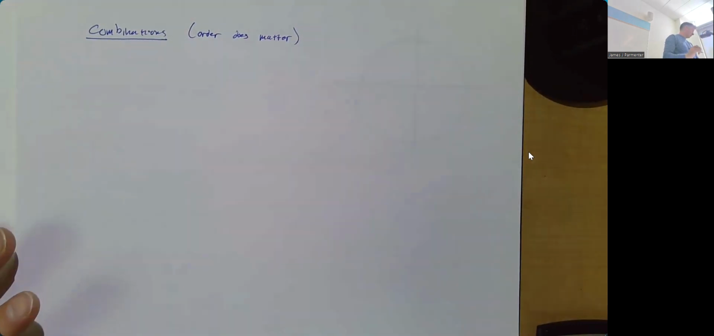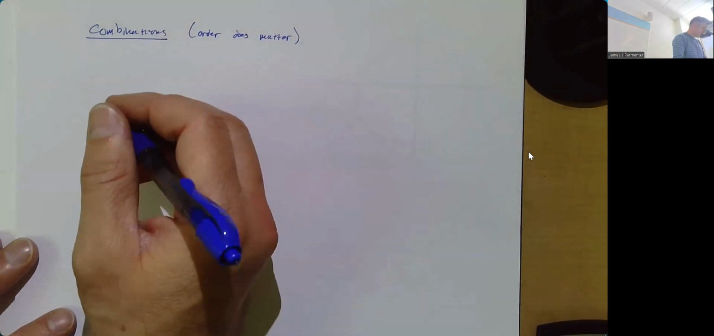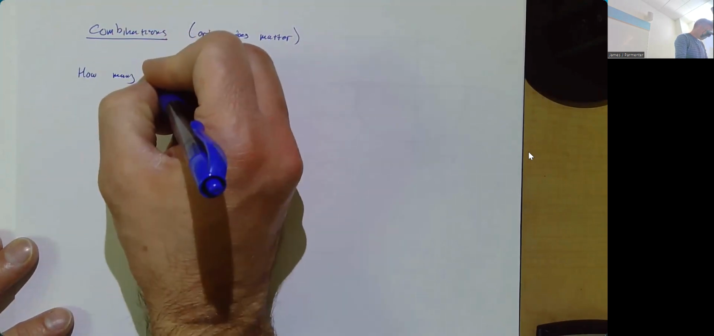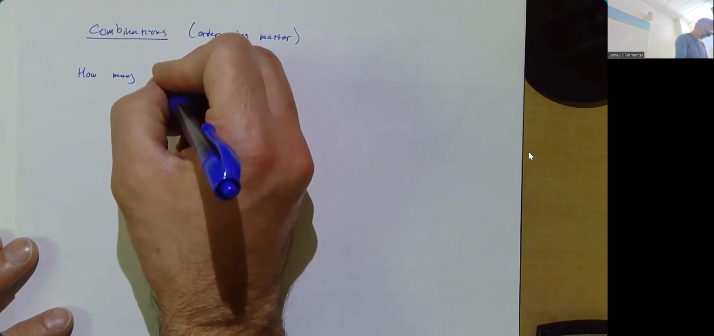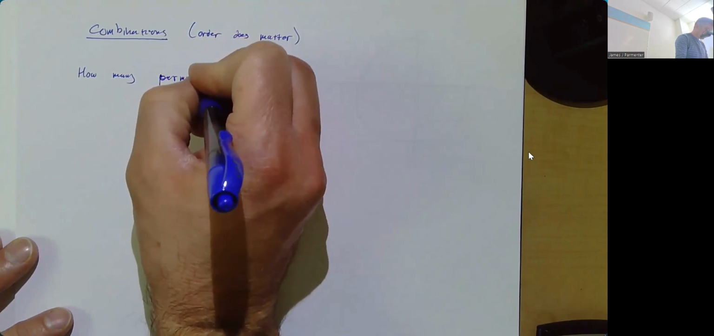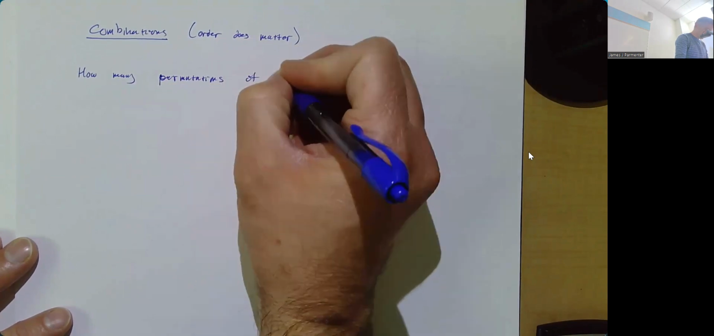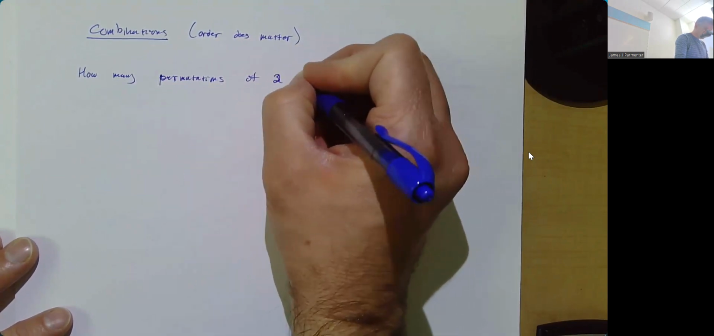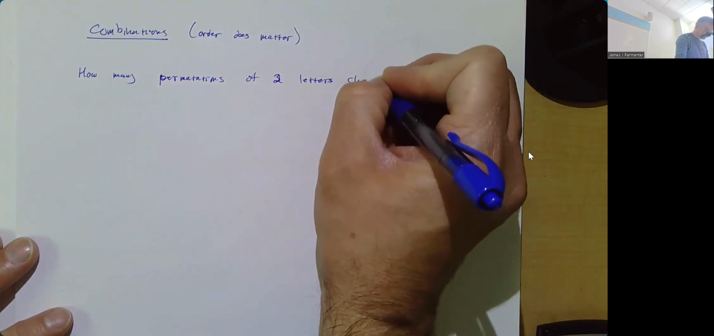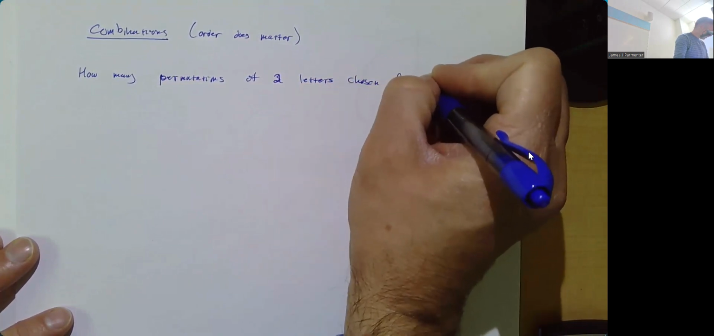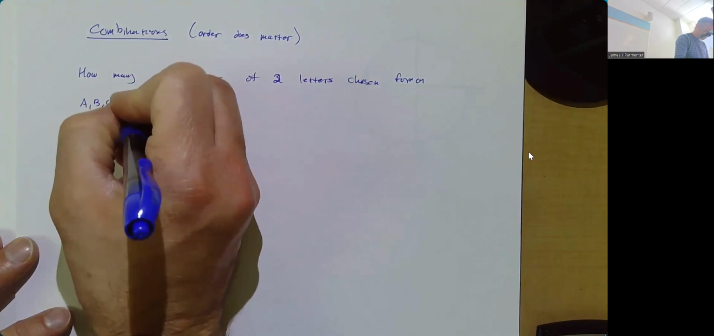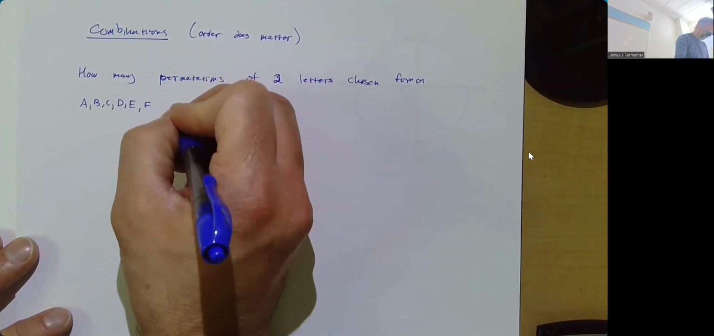We did this example already, but we'll change it up a little bit. So how many, let's say permutations first, how many permutations, not combinations, of 2 letters chosen from A, B, C, D, E, let's go F, are there?